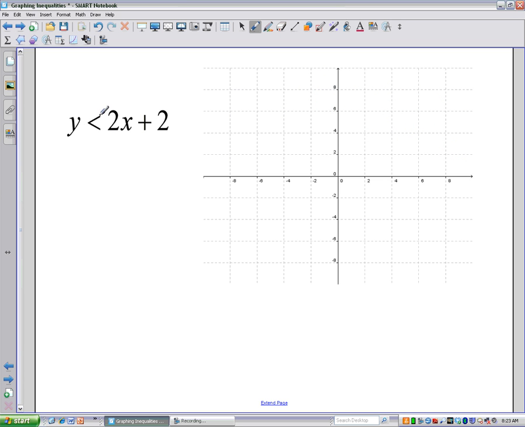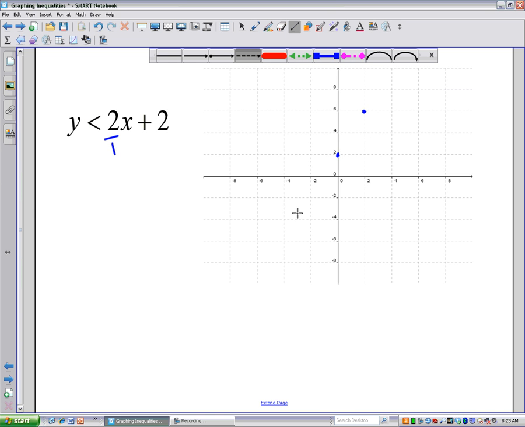Here's one. Y is less than 2x plus 2. So we know how to do this. Okay, we start with 2. That's where we begin. We go up 2, we go over 1. Because remember, slope of a whole number is like that. So up 1, 2, over 1. And again, boxes, going up 4 and over 2, that's the same thing. It's this kind, so we're going to use a dotted line.